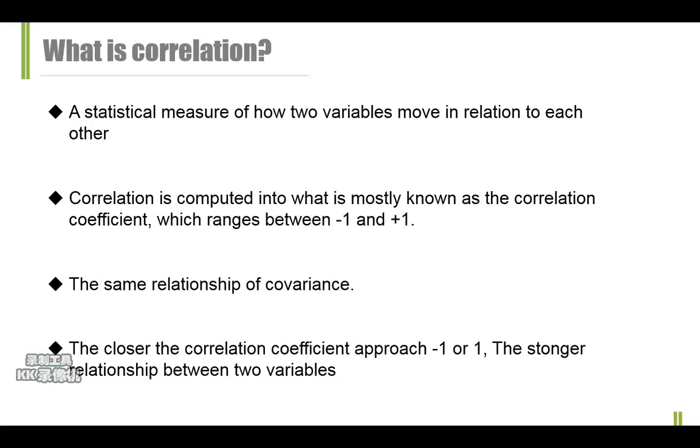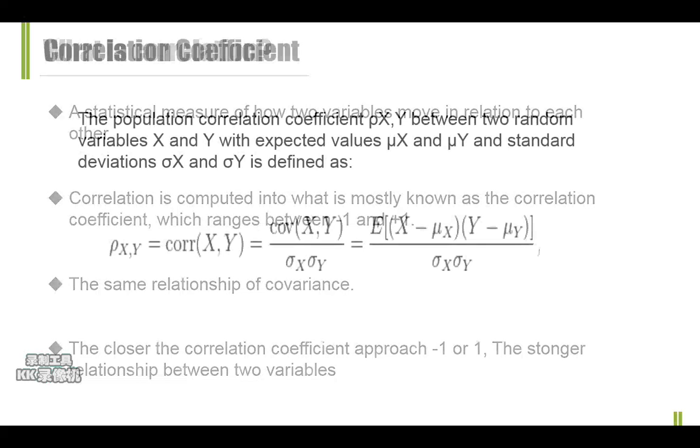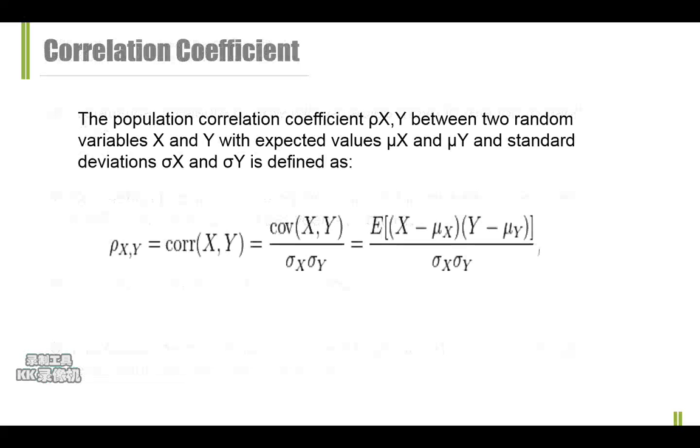The closer the correlation coefficient approaches -1 or +1, the stronger the relationship between the two variables. And the correlation coefficient can be defined as the equation below. The correlation coefficient of X and Y equals the covariance of X and Y over sigma X times sigma Y. Sigma X and sigma Y represent the standard deviations of the two variables.